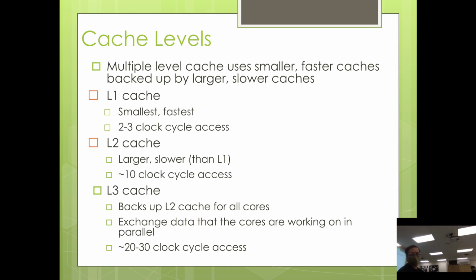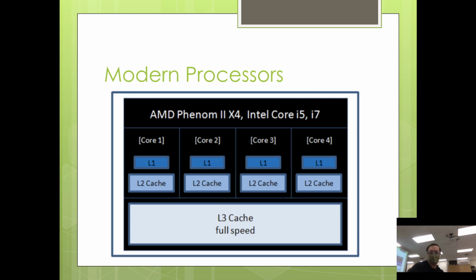So those are our cache levels. Here's a graphic, I guess, showing a couple. This is kind of a block diagram of some AMD and Intel processors. Just to show you, level 1 and level 2, each core gets their own level 1 and level 2. Level 3 is shared by all the cores.